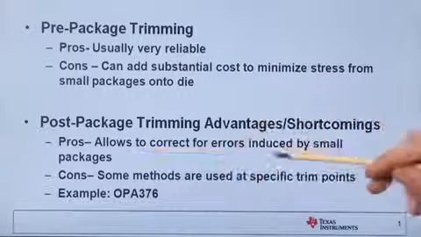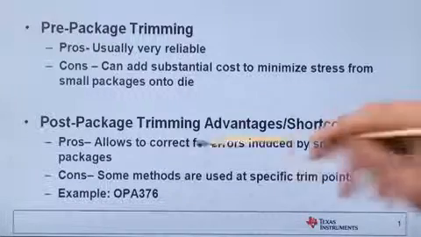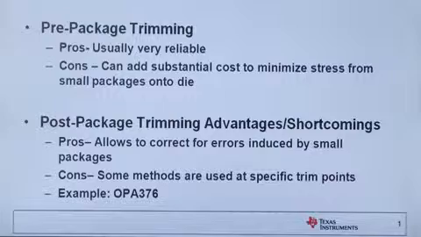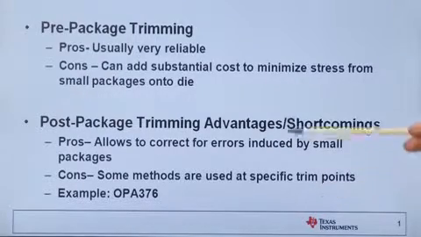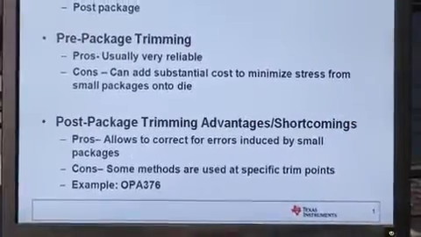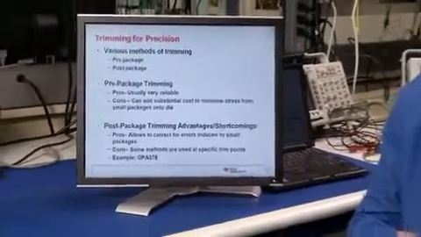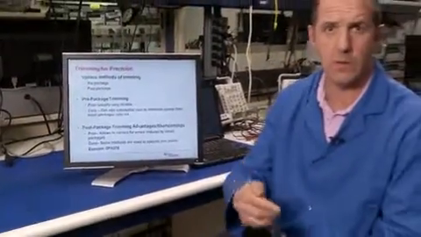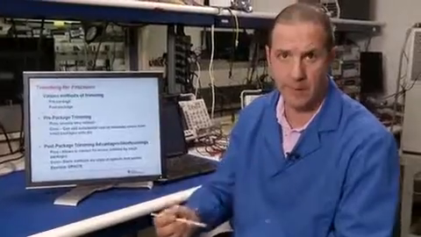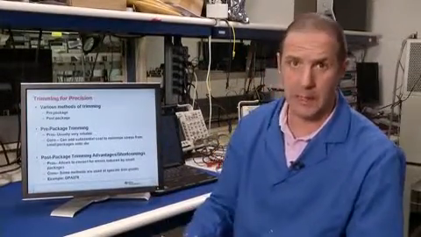However, these also offer some advantages and likewise some disadvantages. One of the advantages of the post-package trim method is that it basically eradicates the fact that you have induced the errors by using a small package. You can now use a very, very small package, much like the SC70, the SOT23, or the micro SMD we mentioned earlier, and not have to deal with those errors in virtually just about any application that you can think of.